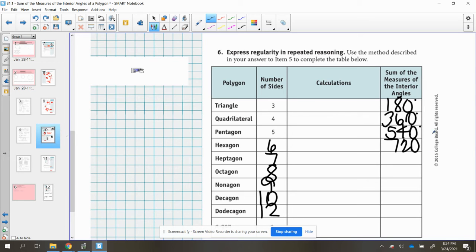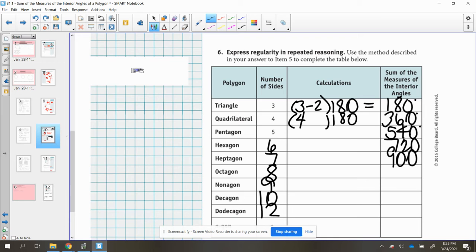Basically, each time we're noticing a pattern that we're adding on 180 degrees, right? And we could keep moving on down here. Now think about, again, if we're going by triangles, we know that there's 180, and there's only one triangle possible, so we use the number of sides minus 2 to get 1 times 180 to get 180. And then we need to do the same thing here.